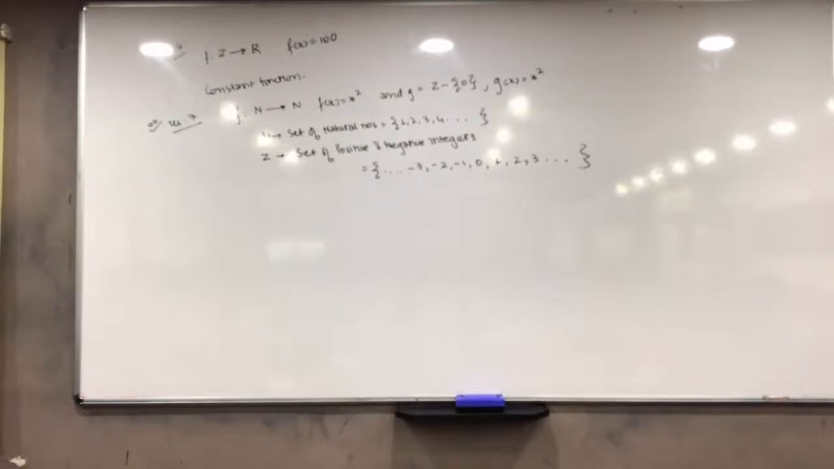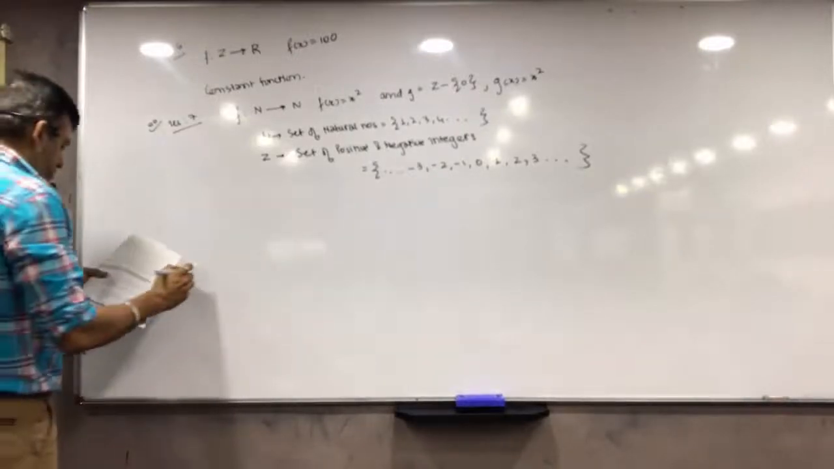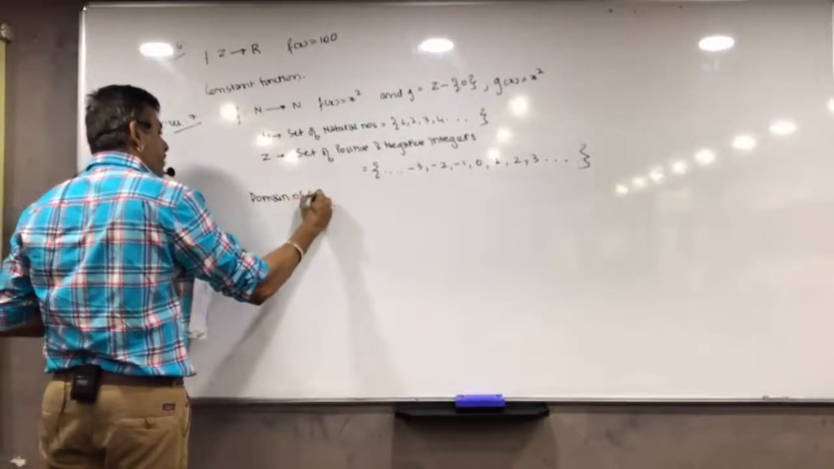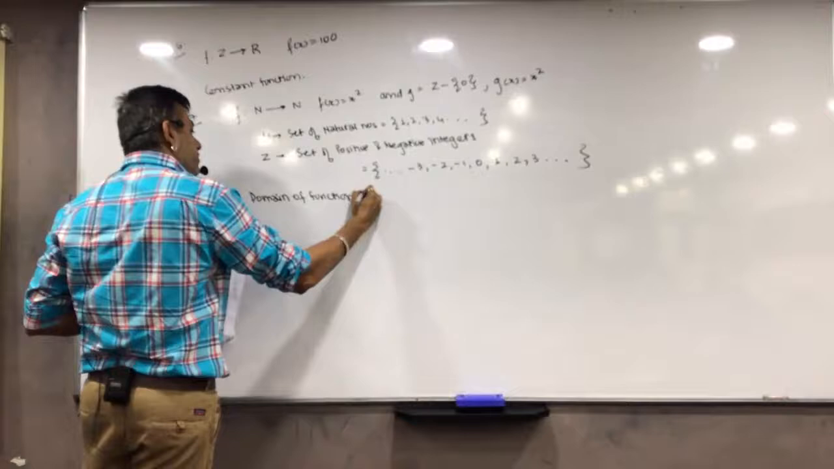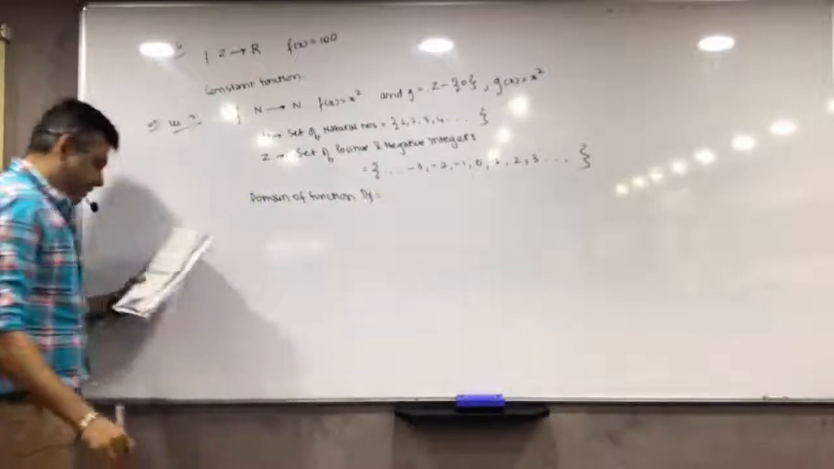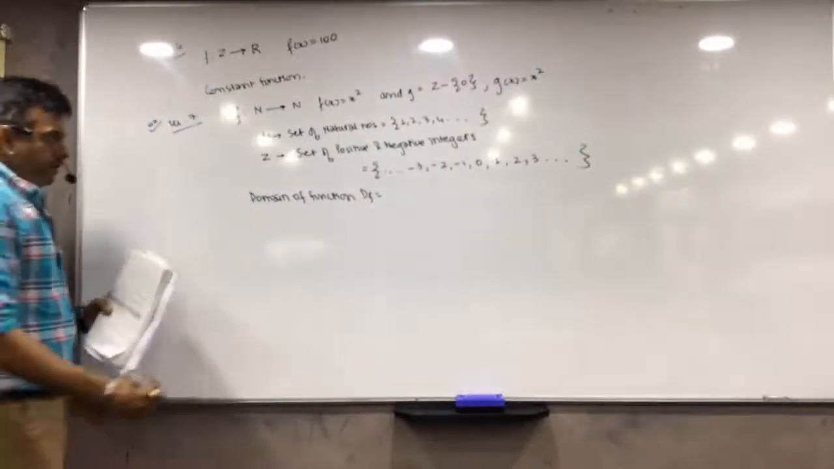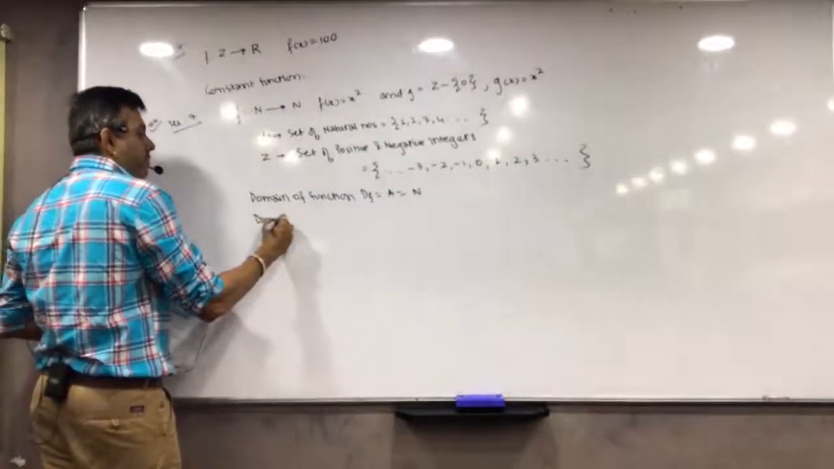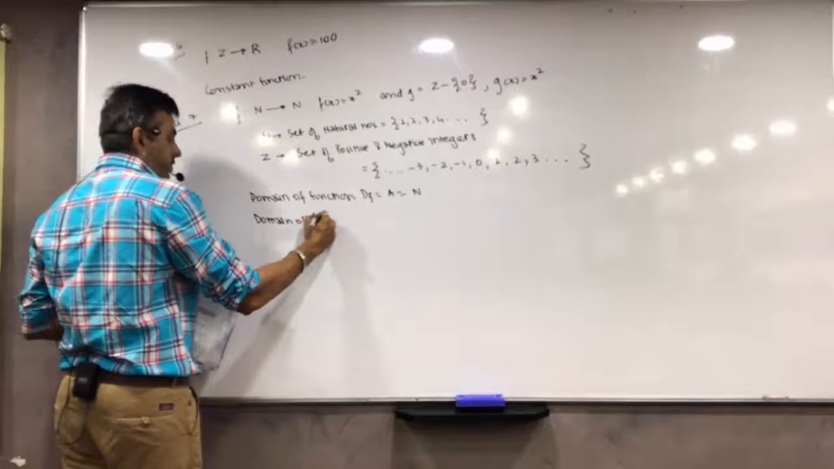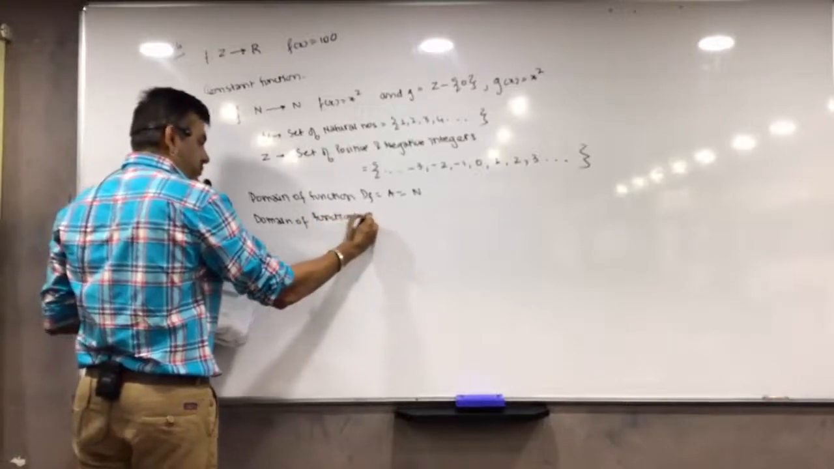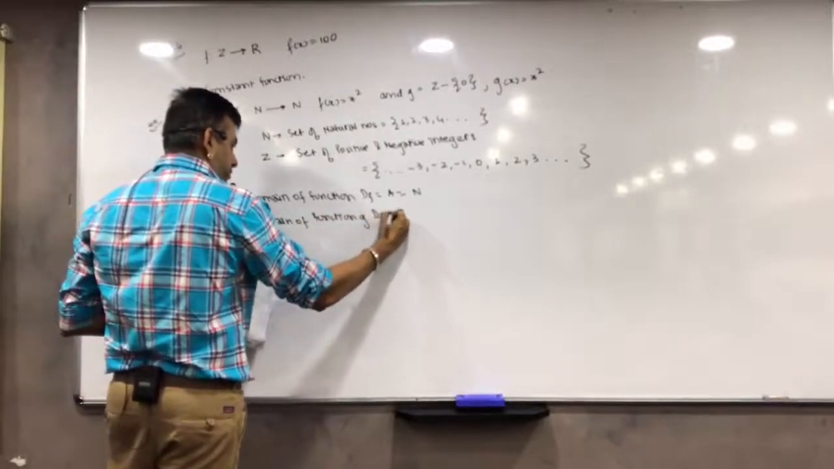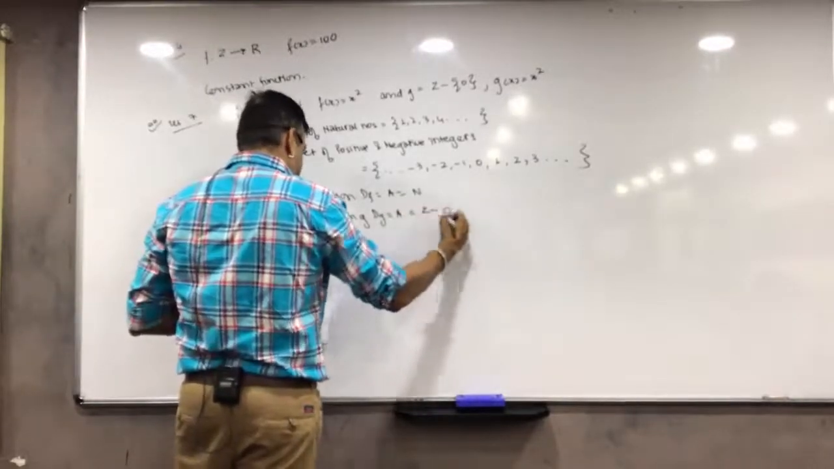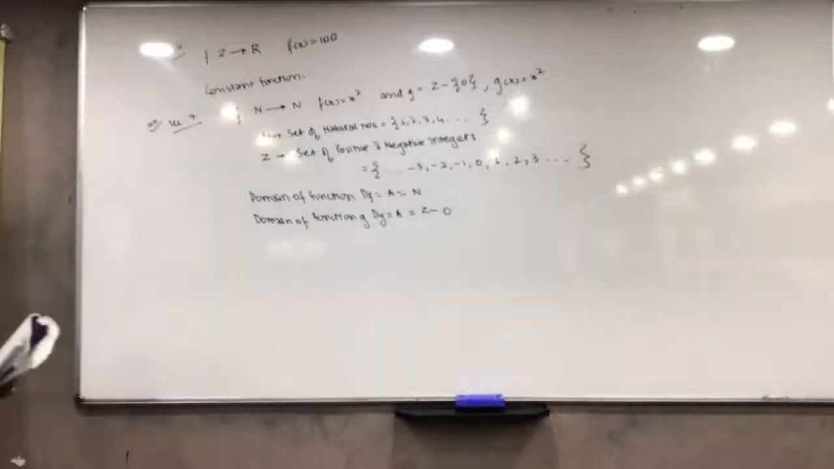So, domain of function f, we write D of f or A, it is fine, okay, which is equal to N. Domain of function g, say A, which is equal to Z minus 0. Now, are they both same?